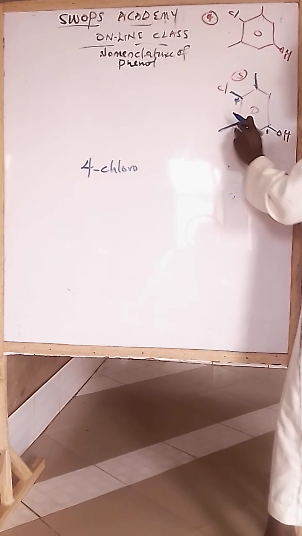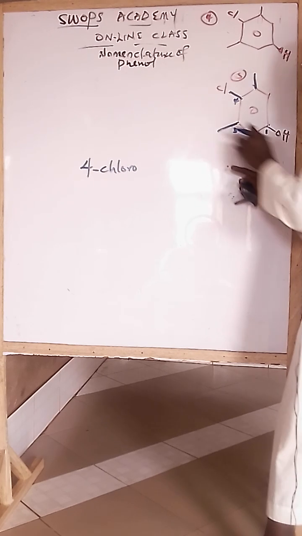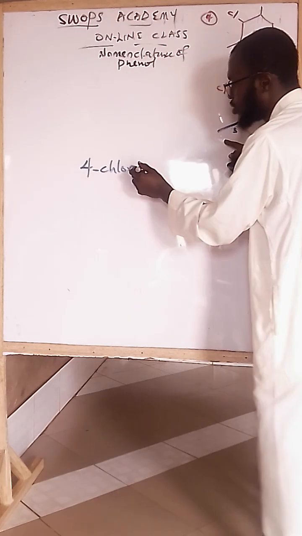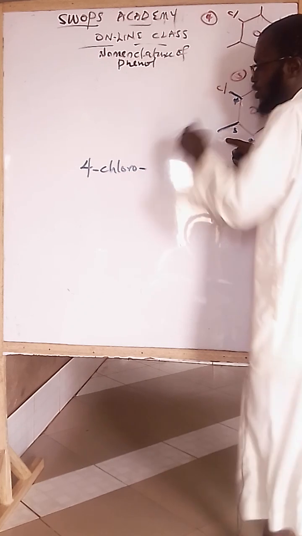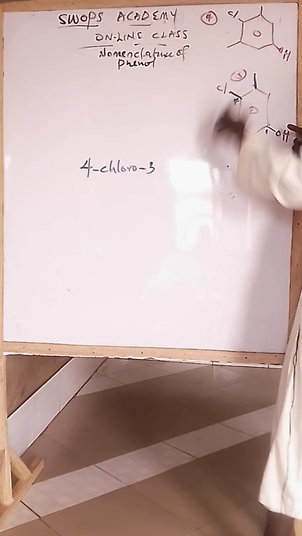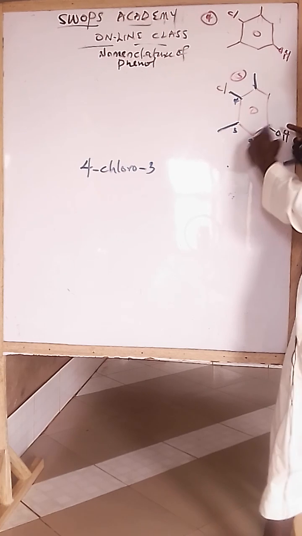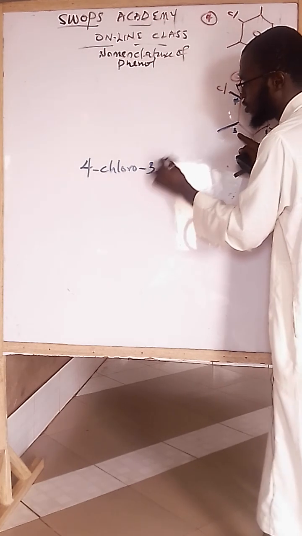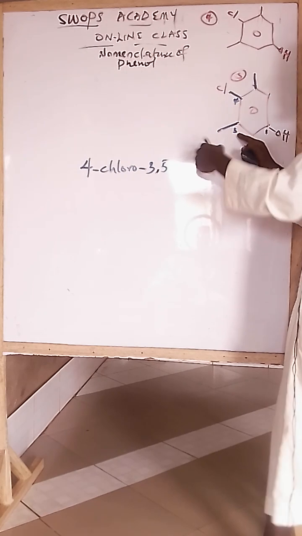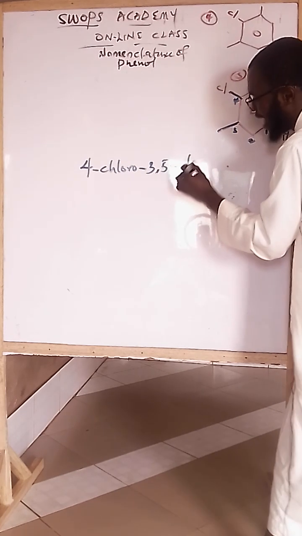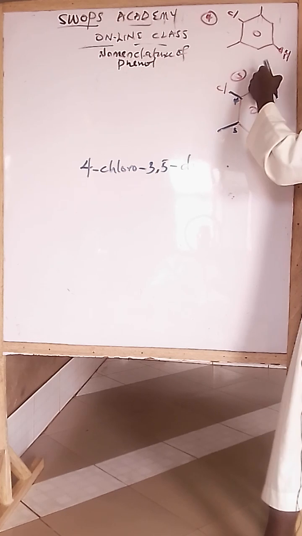1, 2, 3. 3 what? Since I've started counting like this, I can't go like this again. That is it, 1, 2, 3. 3 what? Put a hyphen because of the number. 3. We still have another methyl here. You can see they drew them the same way. 1, 2, 3, 4, 5. 3, 5, because it is 2 methyl that we're seeing here. Then, is there any methyl again? No. Put a hyphen. Now you put di, since it is 2 methyl that we're seeing.